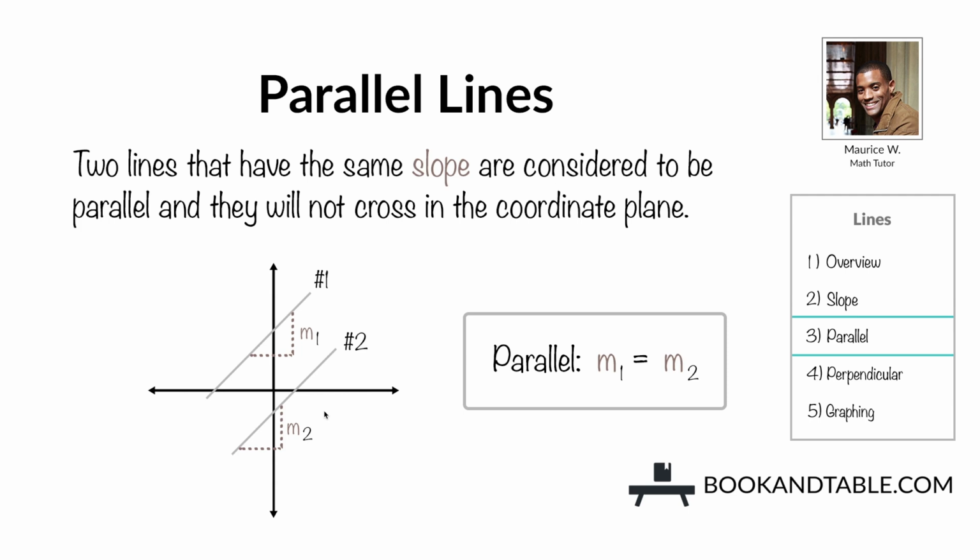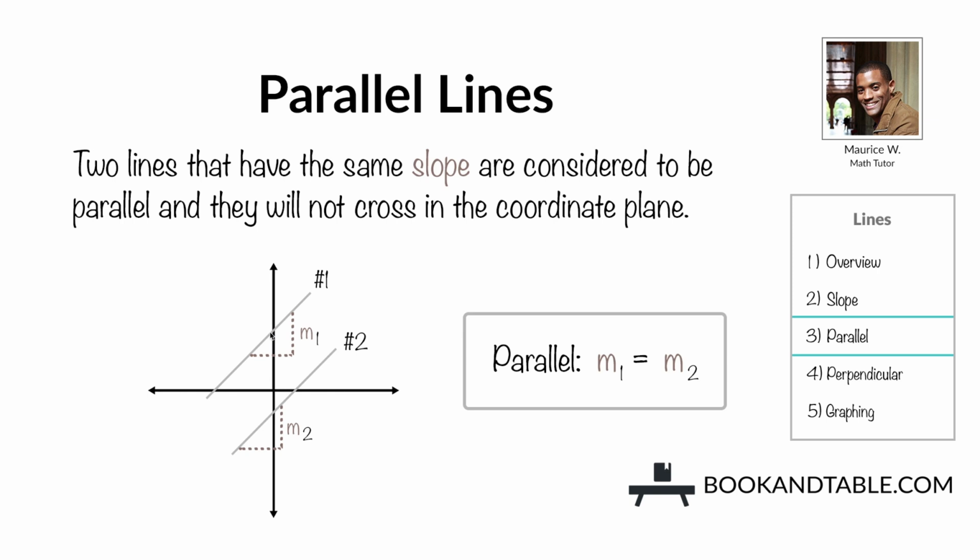Two lines that have the same slope are considered to be parallel, and they will not cross in the coordinate plane. So let's say you have line number 1 and line number 2. If they're parallel, that means their slopes are the same. So that means they are rising and running at the same rate. So because of this, they will stay on the same trajectory, just in different locations in this plane.